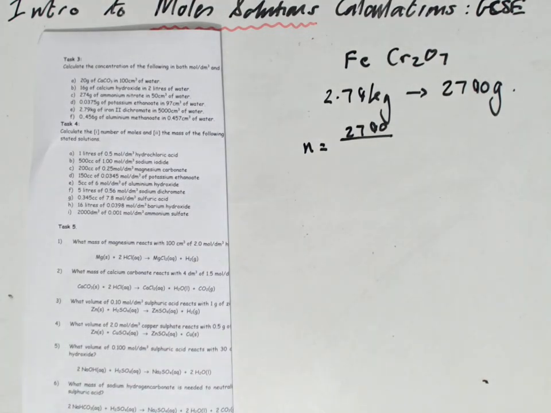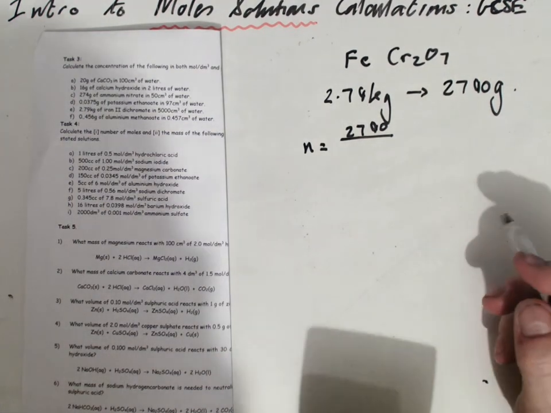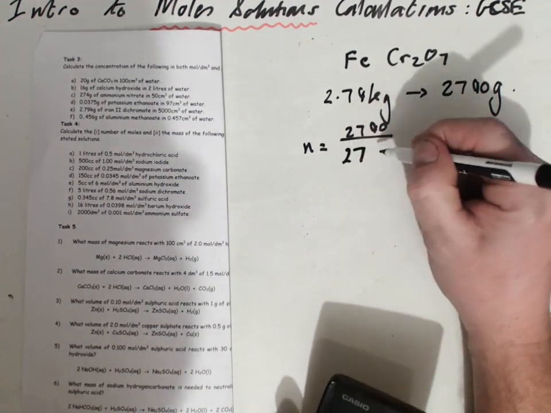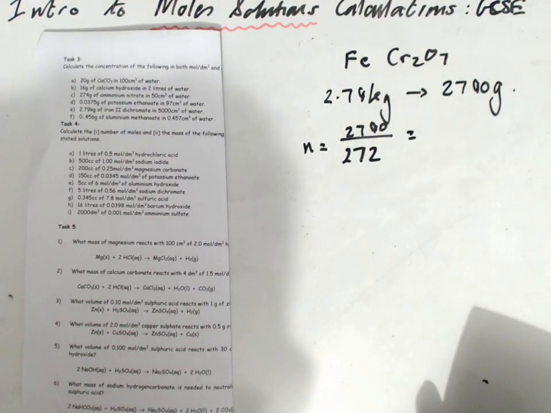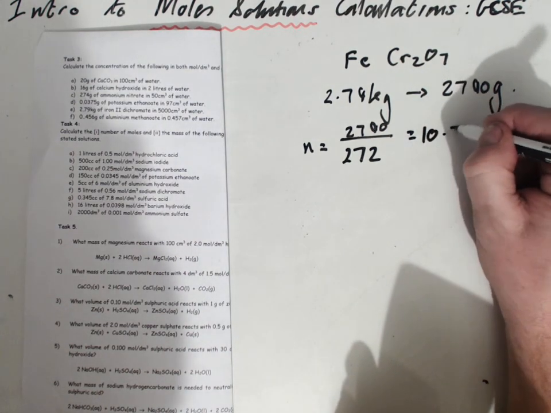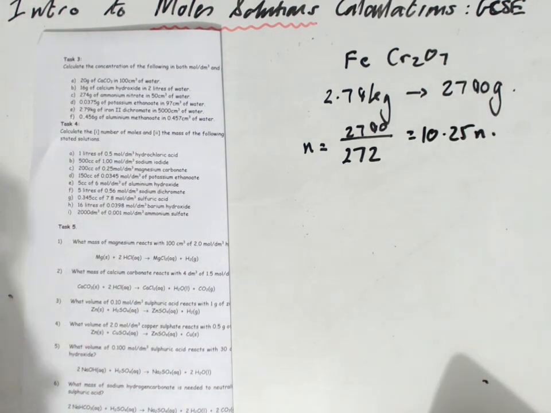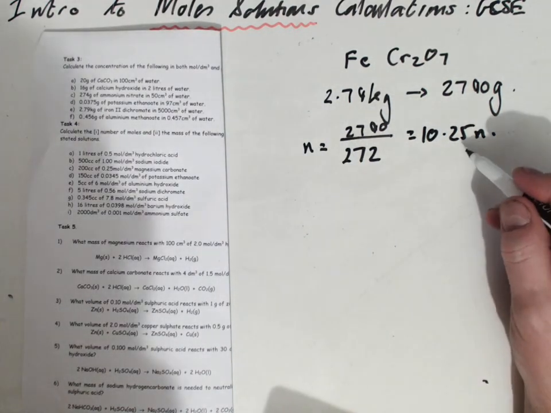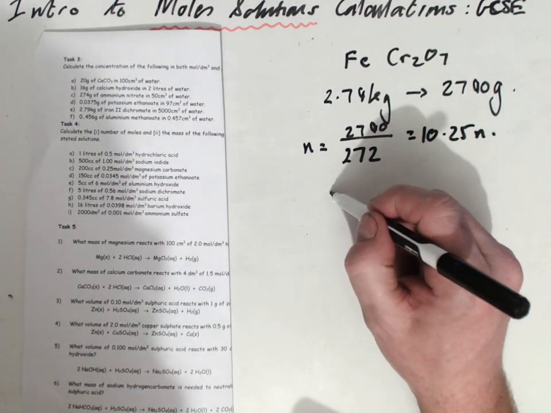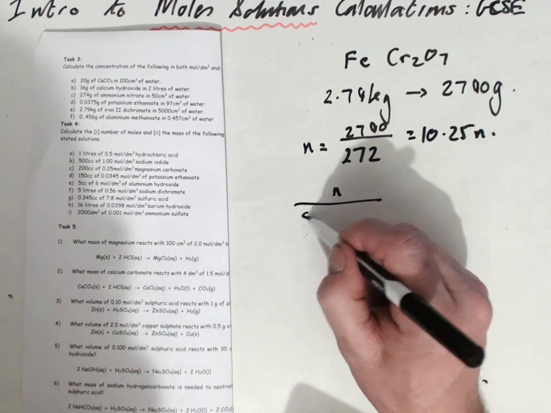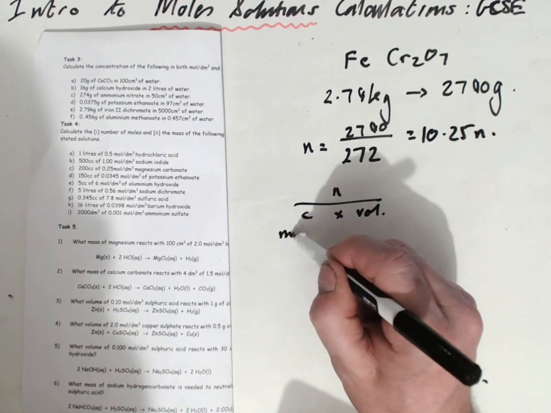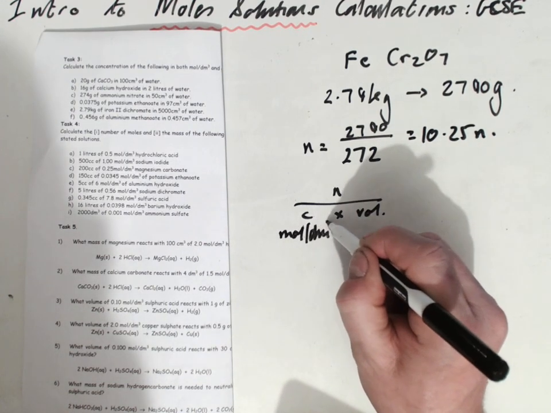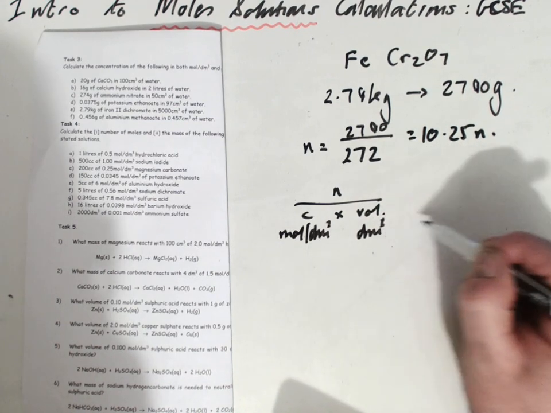And then we've got our 7 oxygens. Alright, so that all adds up to 272. Therefore 2790 divided by that gives us 10.25 moles of that. If we take that and sub it into our second equation, which was number of moles equals concentration multiplied by volume. Remember, our concentration is in moles per decimeter cubed, and our volume is again in decimeters cubed.